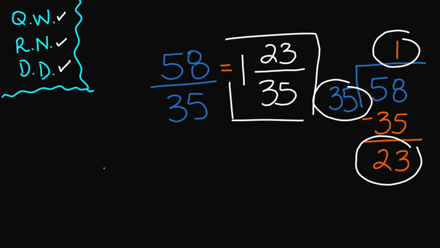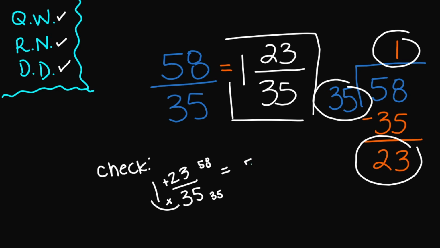And to check, remember, if you're going to check your answer, we're going to do 1 times 35 is going to equal 35. Plus 23 is going to equal 58. Your improper fraction is going to take you back to your original problem, which is 58 over 35.